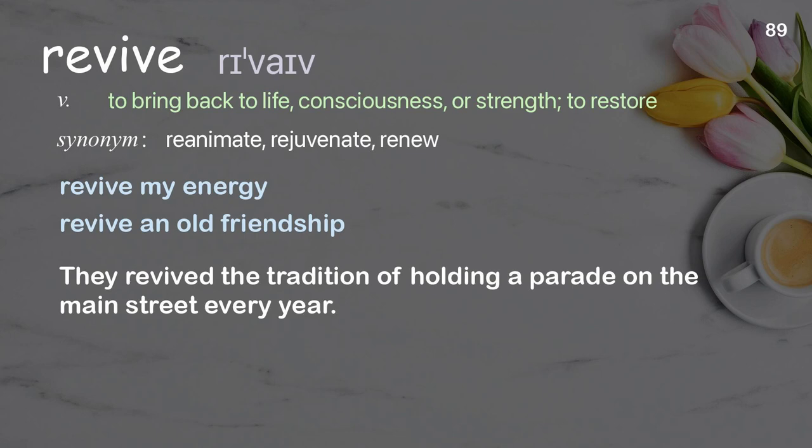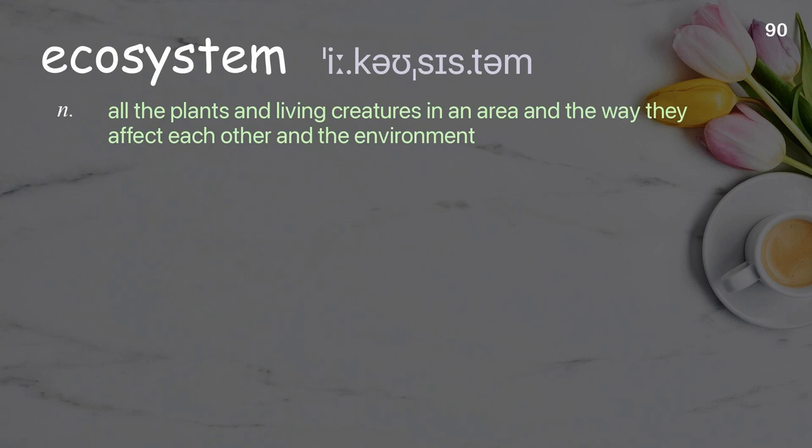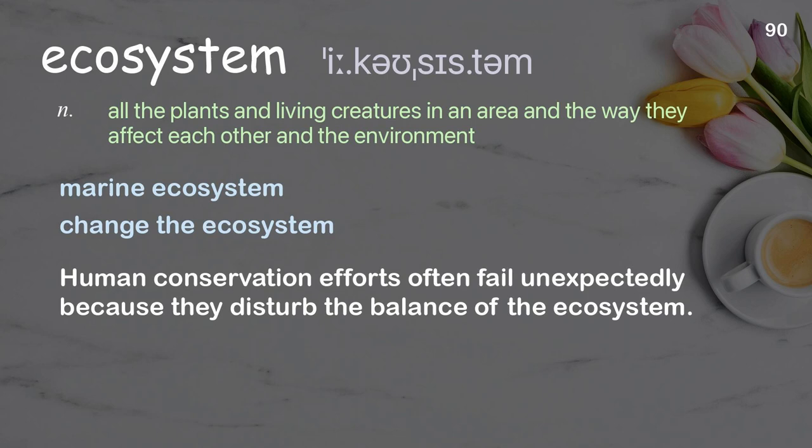Ecosystem. All the plants and living creatures in an area and the way they affect each other and the environment. Examples: marine ecosystem, change the ecosystem. Human conservation efforts often fail unexpectedly because they disturb the balance of the ecosystem.